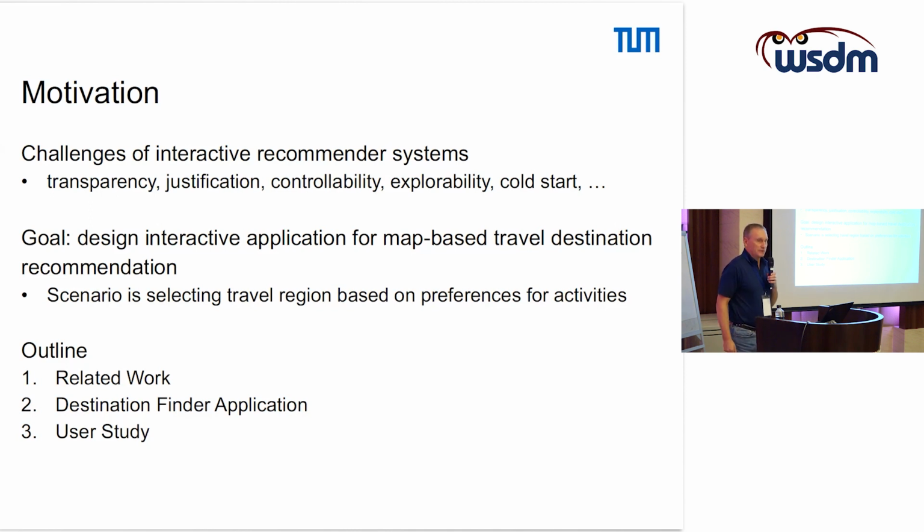You want to know which item was recommended and why. Controllability: you want to specify your preferences in an appropriate way. Explorability: you're not sure what to expect and how to explore the data space. Our goal was to design an interactive recommender application in the scenario of travel destination recommendation. Basically, you want to find a travel region or destination to go to for a week or two after the conference, and you have some preferences, maybe for food or culture or hiking, and basically want to see where you can go based on your preferences.